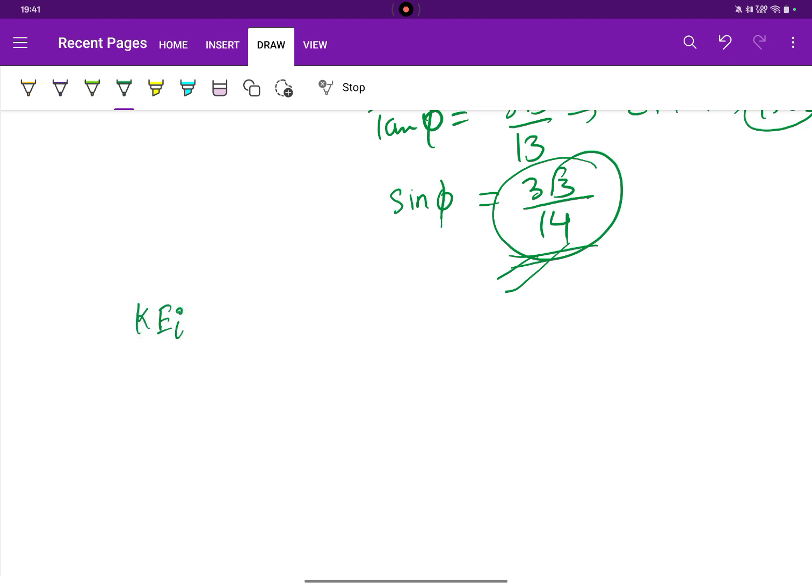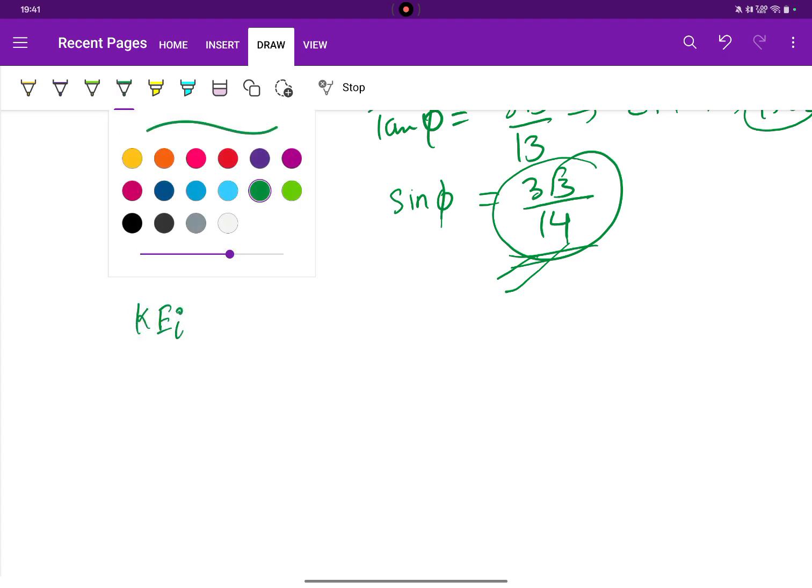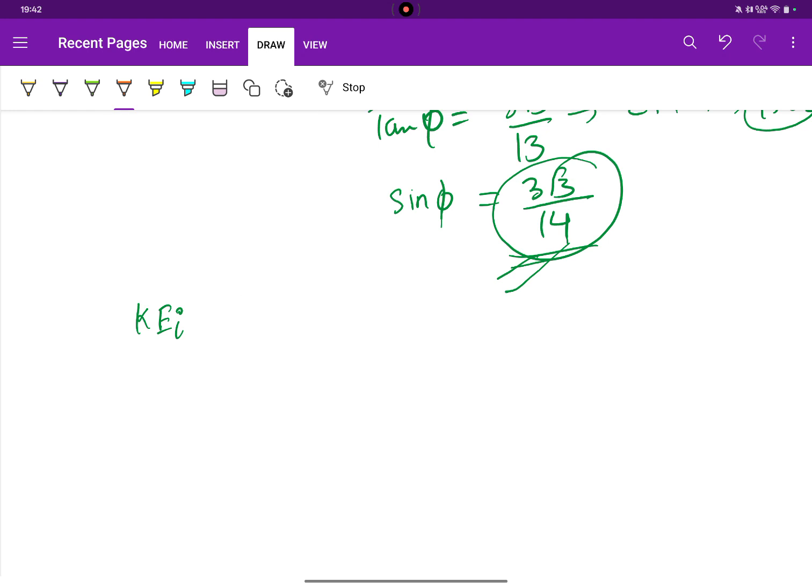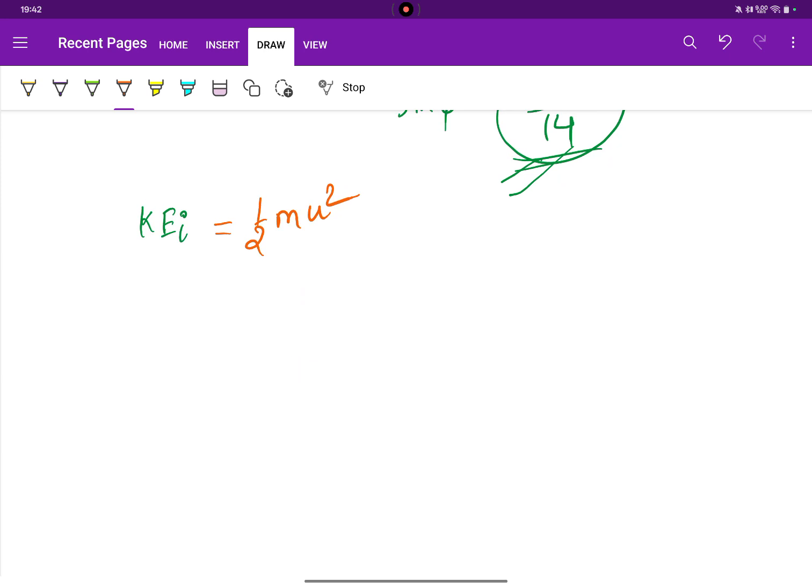Initial kinetic energy. When you have too many options you get confused which one to choose. Let me choose the weird one. Half mu square, right? This is the initial kinetic energy, total initial kinetic energy. Disk was at rest, so only the particle's will count. What will the total final kinetic energy be?